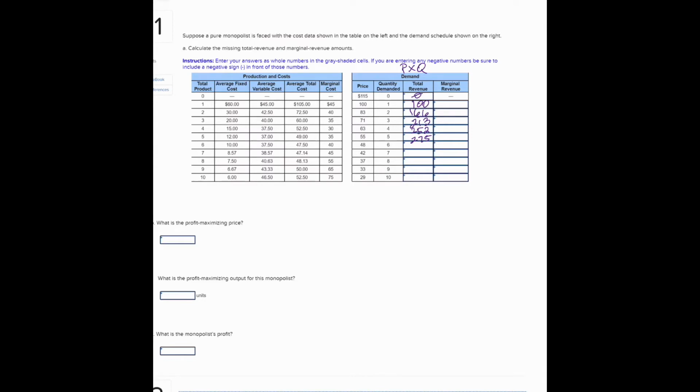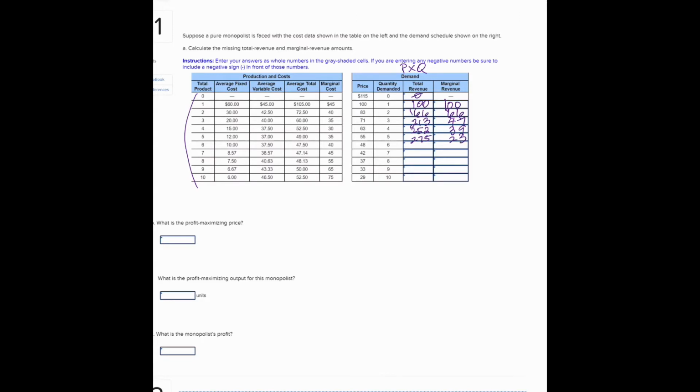Marginal revenue is the change in total revenue in relation to the change in output. And in this case, the quantity is changing by 1 each time, so we don't have to do the division there. We can just take the change in total revenue. So for that first unit, marginal revenue is 100. For the next one, it's an additional 66, 47, 39, 23, and so on.